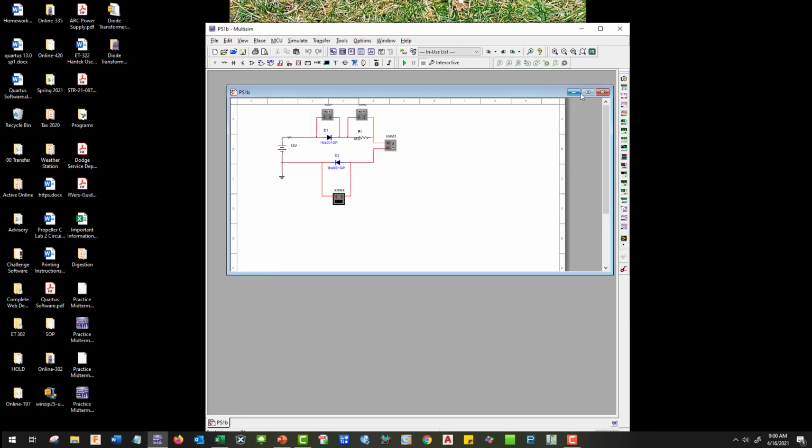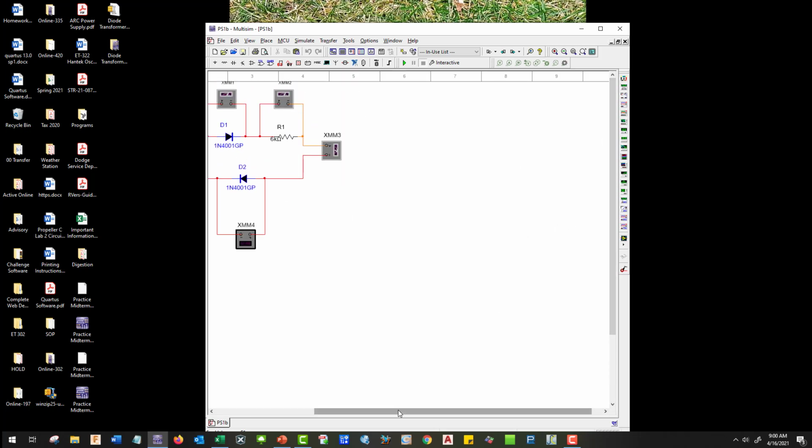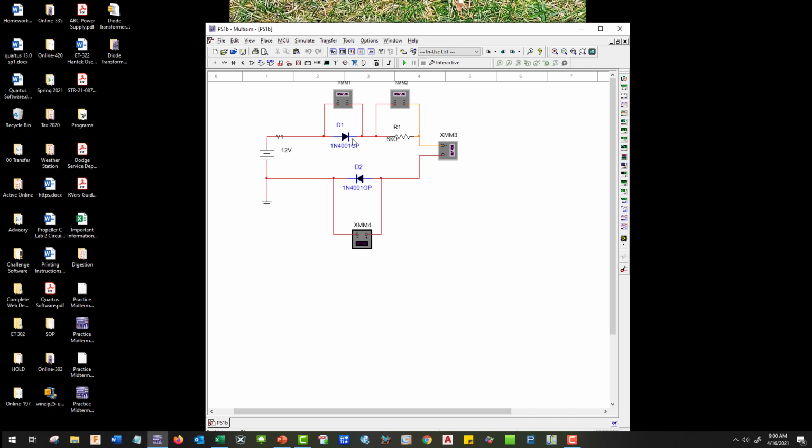Okay, here we have our resistor and diode circuit. Here we have two diodes, and they're both forward biased. So we need to subtract out both of these diode voltages from the source voltage, and what's left will be across our resistor. So let's go ahead and start it.